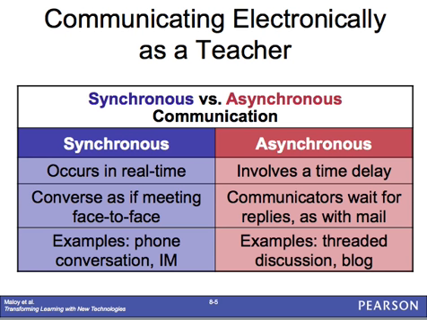So with the synchronous, you converse as the meeting's face to face, as it is live. Examples are phone conversations, instant messages, webinars, the things I talked about. Asynchronous involves a time delay. Communications wait for replies, as with mail. Examples are threaded discussions or blogs or something like what we're doing right now.